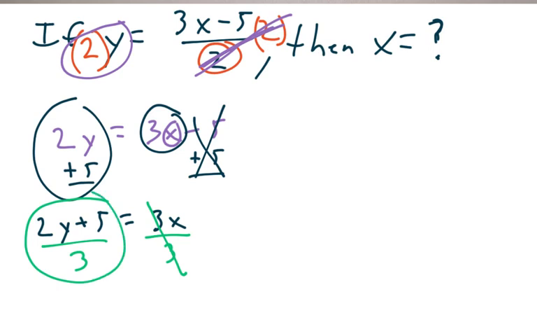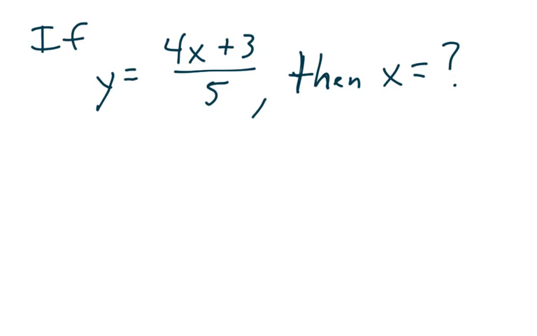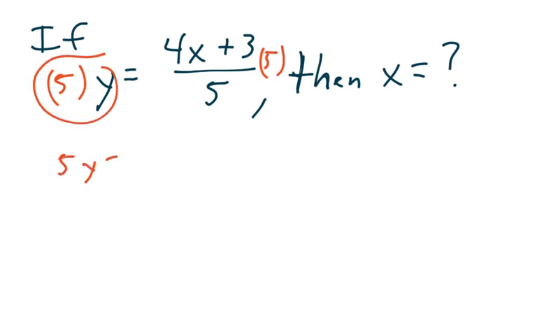Okay? So notice you're just using the same steps you should have learned when solving any equation. Okay? Now, I want you to pause the video right now and try this one. Okay, so let's see how you did here. Hopefully you started by timesing both sides by 5. On the left, we have 5y equals. On the right, the 5 divided by 5 is 1. We're just left with 4x plus 3.